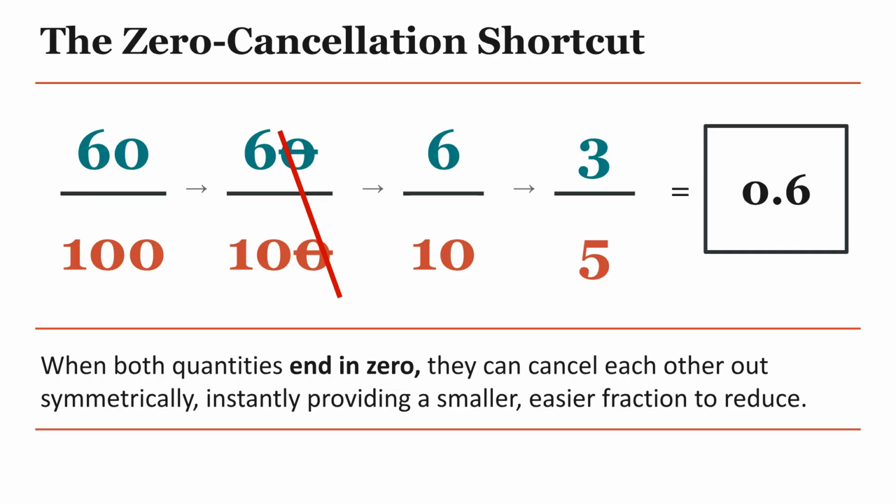Here is a helpful shortcut. When both quantities end in 0, you can cancel them out symmetrically. This gives you a smaller, easier fraction to reduce, like turning 60 over 100 into 3 over 5.